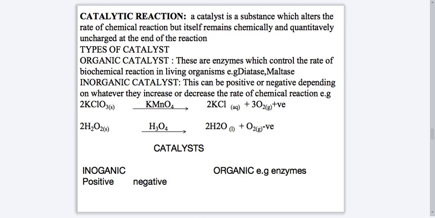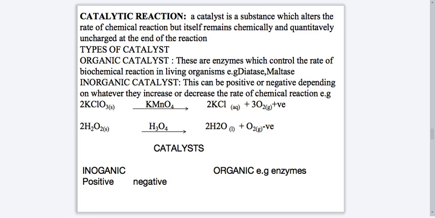Let's look at the types of catalyst. Number one, we have organic catalysts. Organic catalysts are the enzymes which control the rate of biochemical reactions in living organisms. The word organic means the one that occurs in nature. That's why they are referred to as enzymes, the ones that we have in the human body. They control the rates of biochemical reactions, the reactions of life, in the living organism.